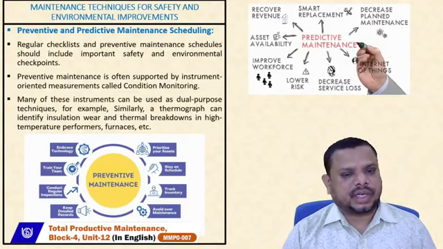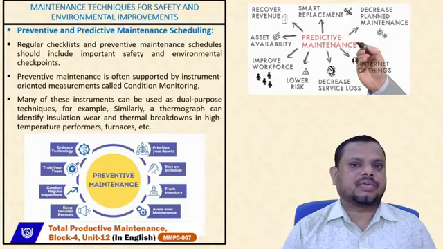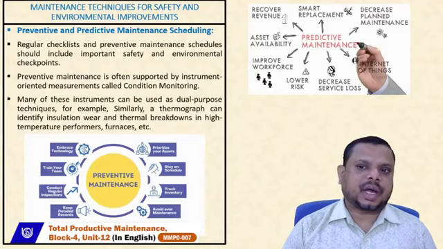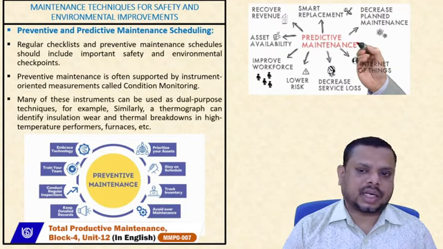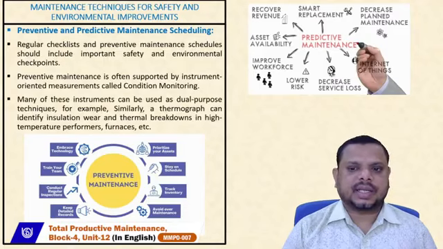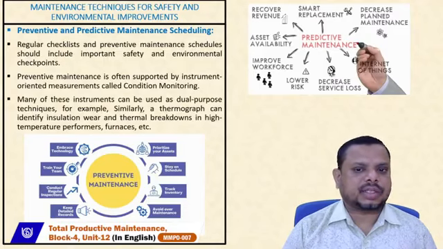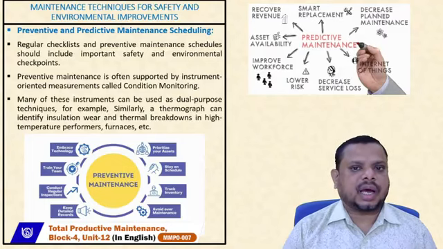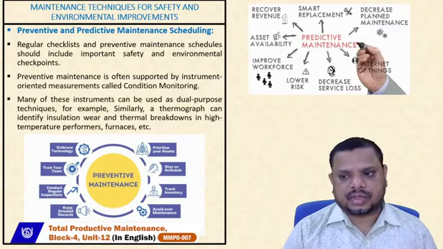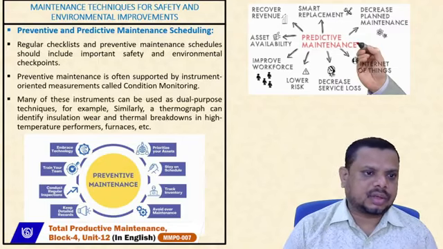Similarly, if you go for predictive maintenance, the first important objective is to recover revenues. Then smart replacements, decreased plant maintenance, and the Internet of Things, which is used to collect large sets of data on machines or equipment. Also decreased service loss, lower leaks, improved workforce through training, and a large amount of asset availability for the operation or functionality of machines and equipment.